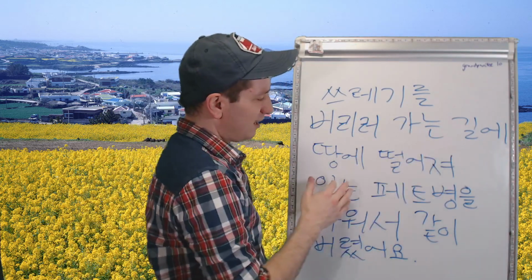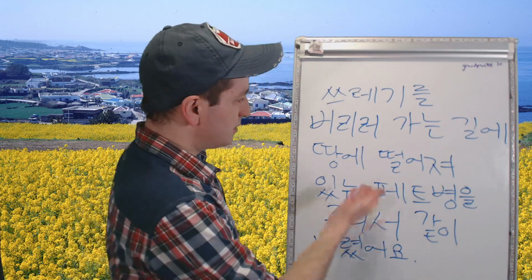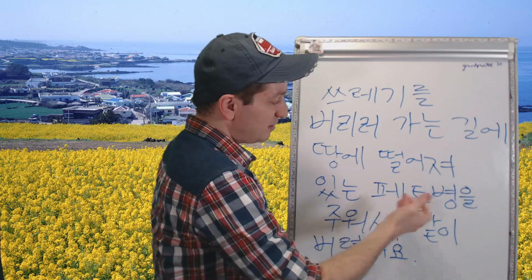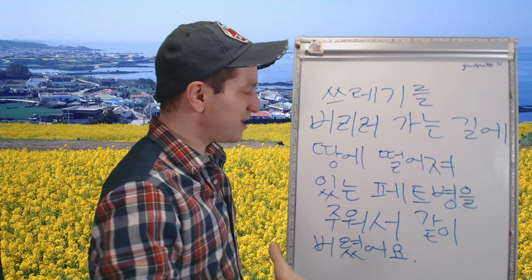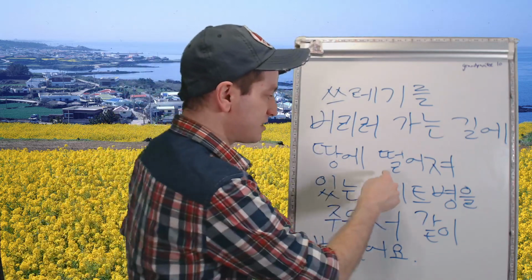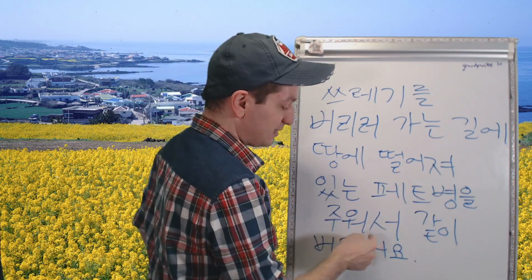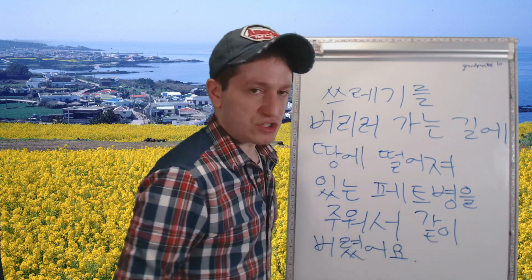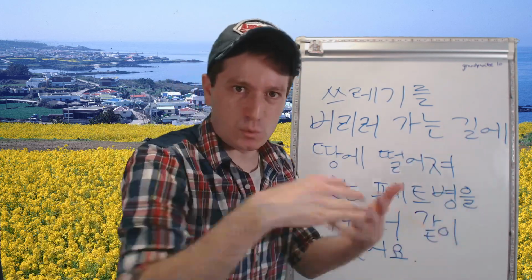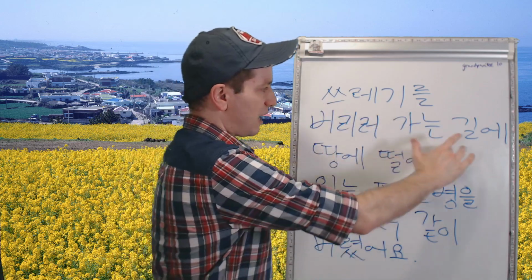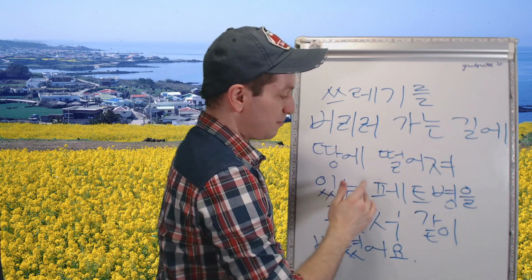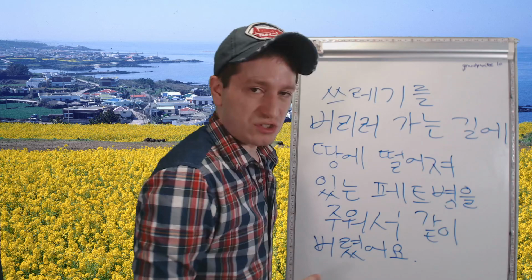쓰레기를 버리러 가는 길에, while I was going to throw out the trash, 땅에 떨어져 있는 페트병을 주워서, I picked up a pet bottle that was dropped on the ground and 주워서 같이 버렸어요. And threw it away together with the rest of the trash. 쓰레기를 버리러 가는 길에 땅에 떨어져 있는 페트병을 주워서 같이 버렸어요.